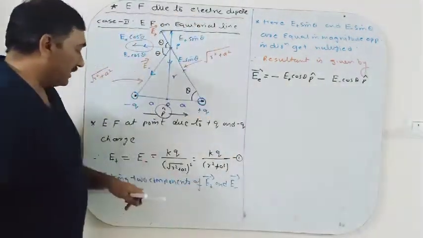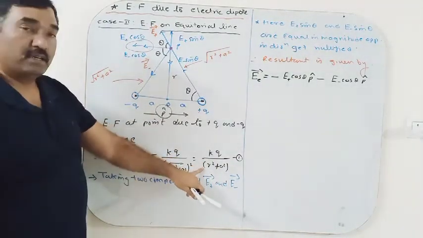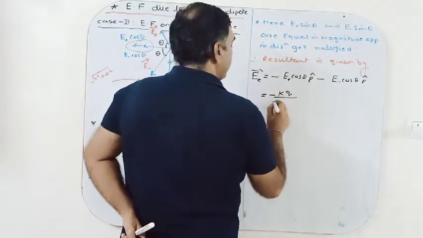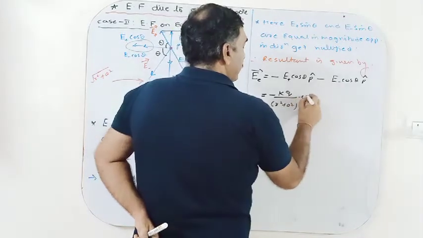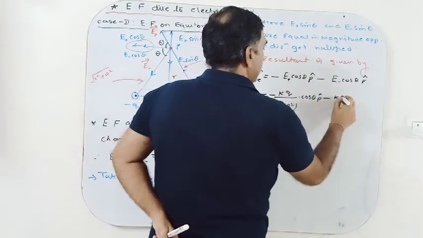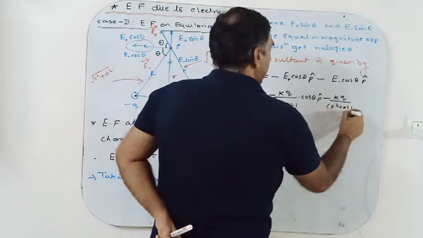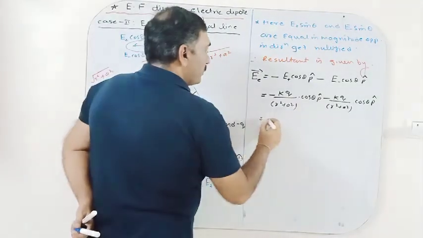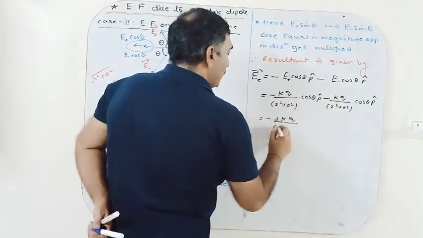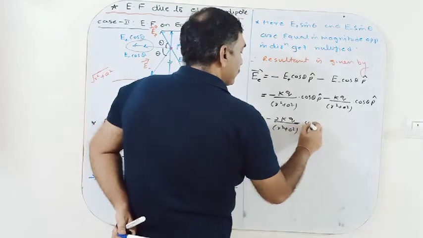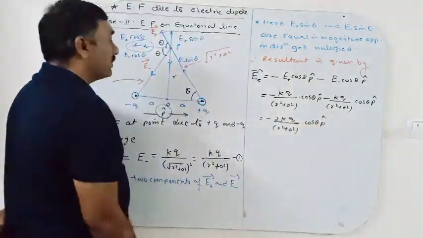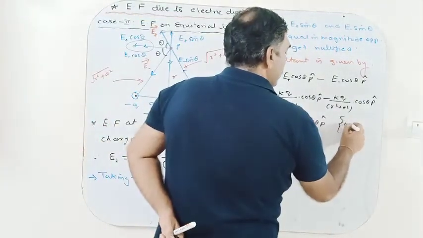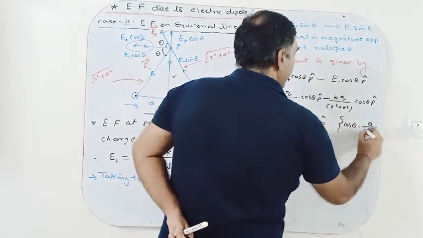The value of E plus and E minus remains the same, kq upon r square plus a square. So that is minus kq upon r square plus a square into cos theta p caret, minus kq upon r square plus a square cos theta with p caret. 1 plus 1 is 2, so it is minus 2kq upon r square plus a square cos theta with the p caret. But what is cos theta? Cos theta is adjacent upon hypotenuse.